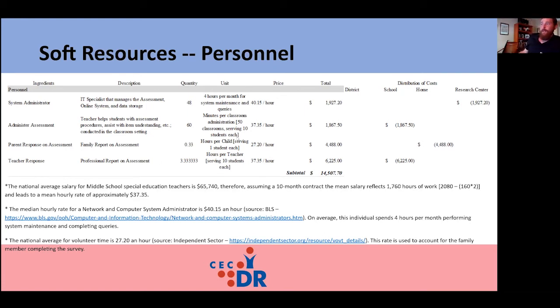One thing that I want to ask is, what do you see that's missing here? We have the parent response on the assessment. We're accounting for that. We're accounting for the teacher responses. We're not accounting for the student responses. That's actually very common. They say that there's no opportunity cost for students who are younger than 16 or 18 because they're supposed to be in school. That's sort of their job. So there's no opportunity cost for the students. That's just something I wanted to point out.